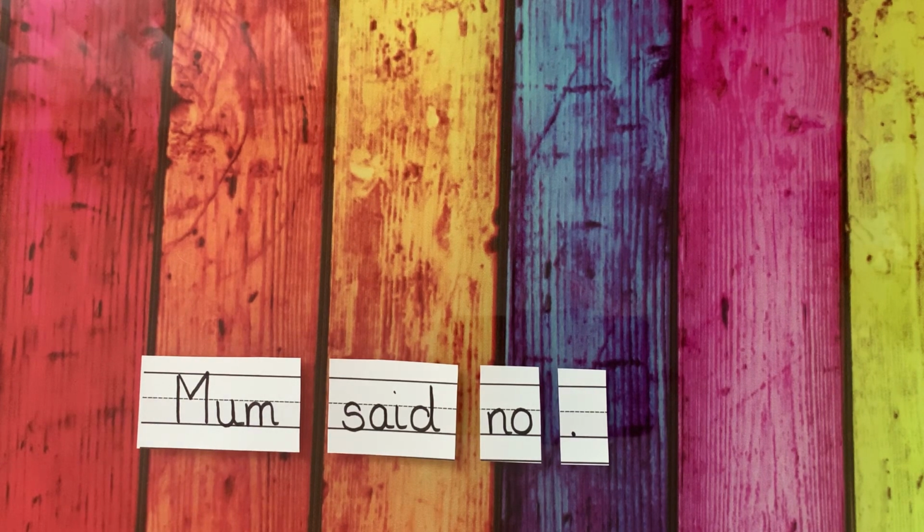You have learned how to write the word said. You've learned how to use it in a sentence. You've learned how to read it, and you've learned how to write a sentence using the word said. And that's all within about 5 minutes. Keep practicing. You've done a fantastic job today.